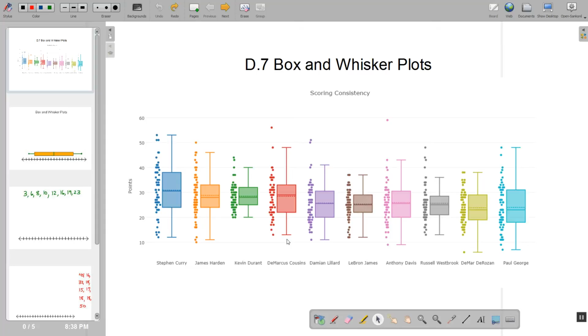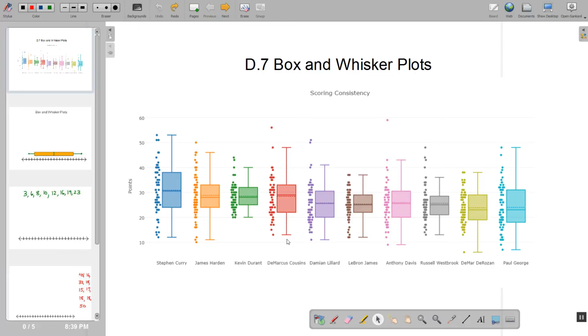The next section we're going to cover is on a topic called Box and Whisker Plots. Now, up to this point, we've done bar graphs, line graphs, things like that. Box and Whisker is another way to represent data, and it's not used very often.